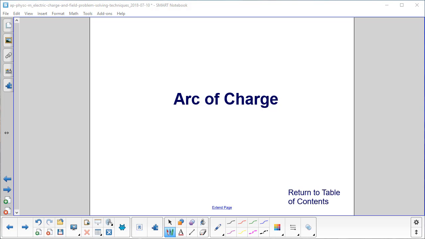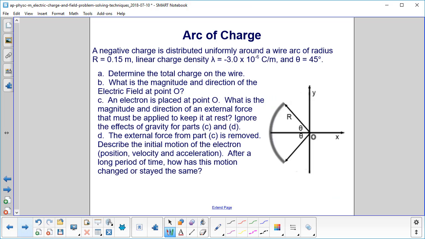Arc of charge. We have a negative charge distributed uniformly around a wire arc of radius 0.15 meters. So that's this right here. It has a linear charge density lambda, and theta is equal to 45 degrees. There's my theta. Determine the total charge on the wire. What is the magnitude and direction of the electric field at point O, the origin right here?